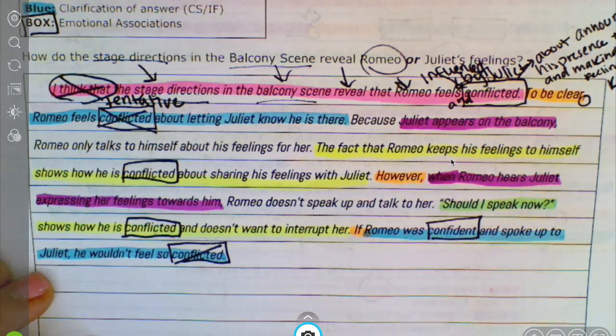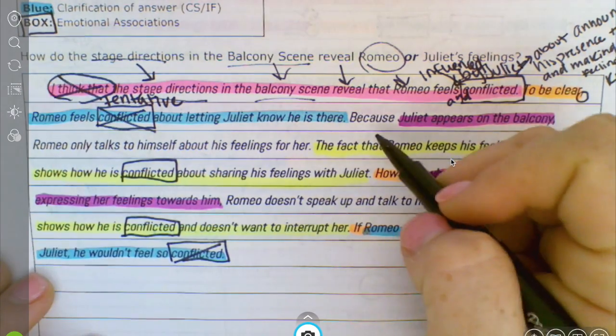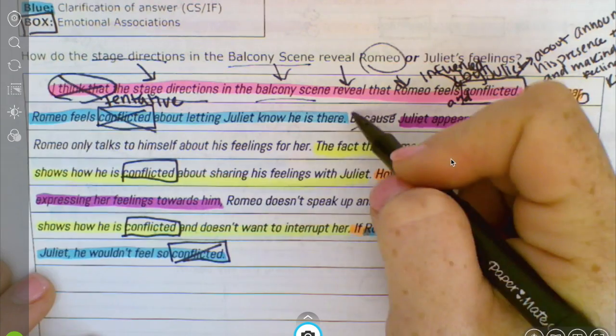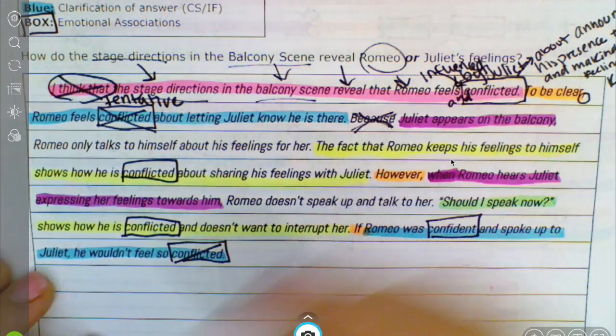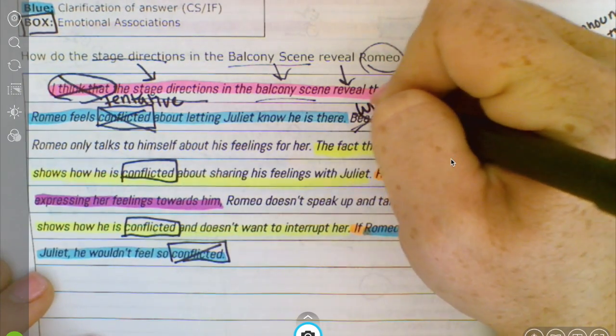He is tentative about letting Juliet know he is there. That makes this clarification sentence a lot stronger. Now, when we go into this next sentence, we do not want to start it with the word because. That is really weak and not actually grammatically correct, okay? So we're going to take out the word because, and we're going to start it with the word when.